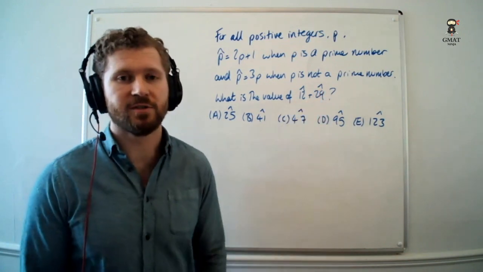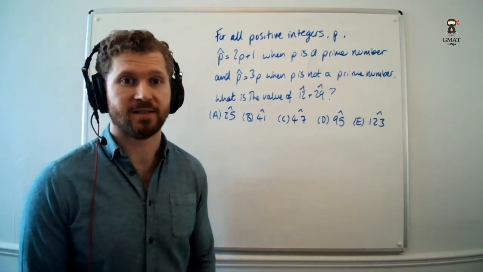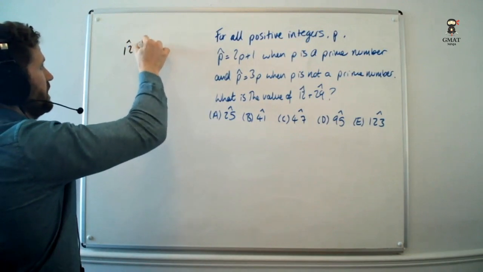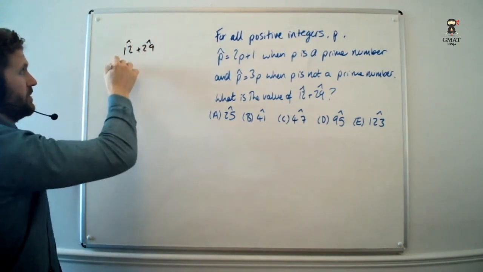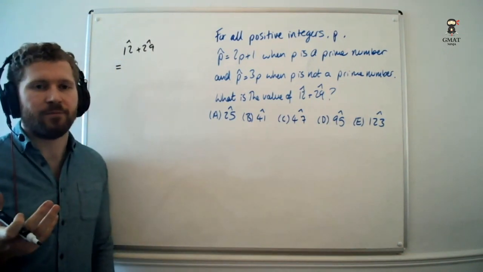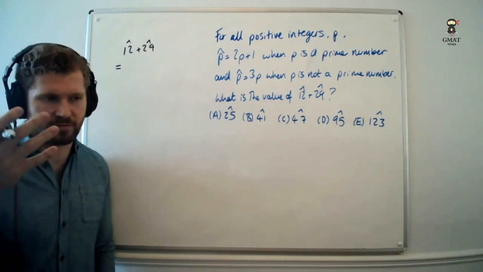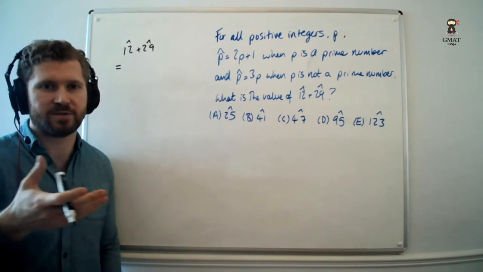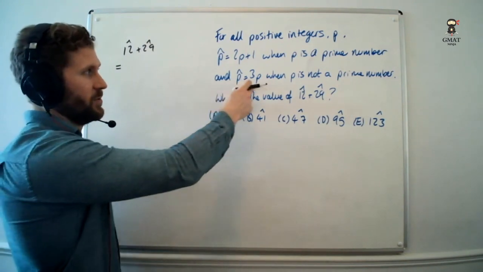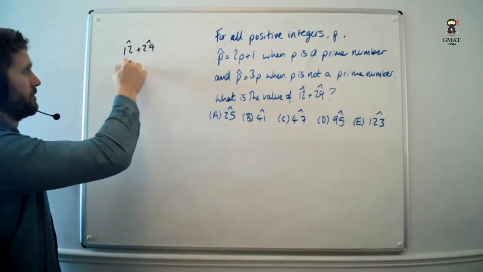So we need to apply the rule to 12 and 29, and then we need to add whatever the results are together. So let's take a look. If we say our question is going to be 12 with the hat on plus 29 with the hat on, first job, let's take a look at the 12. We need to decide whether 12 is prime or not. Now, we could say that 12 is 12 times 1, but also 4 times 3, 2 times 6. 12 is not a prime number, in which case I'm going to put it through this second rule. I take the 12 and I multiply it by 3.